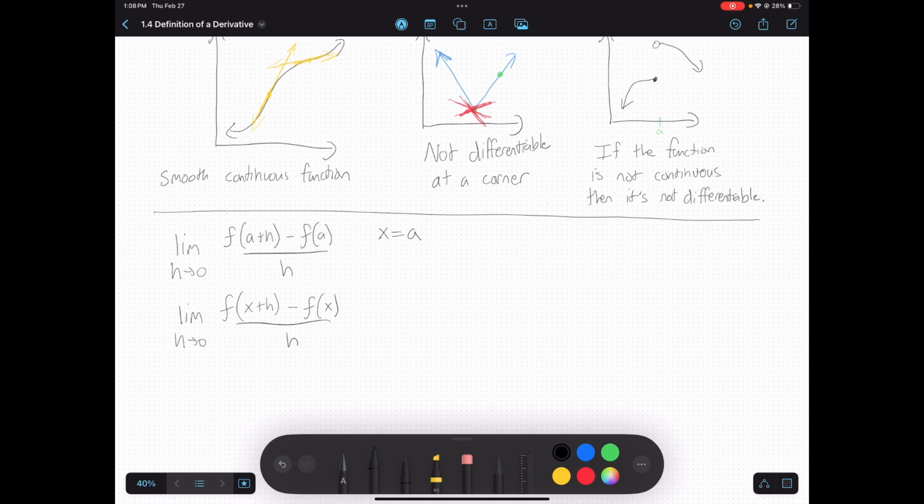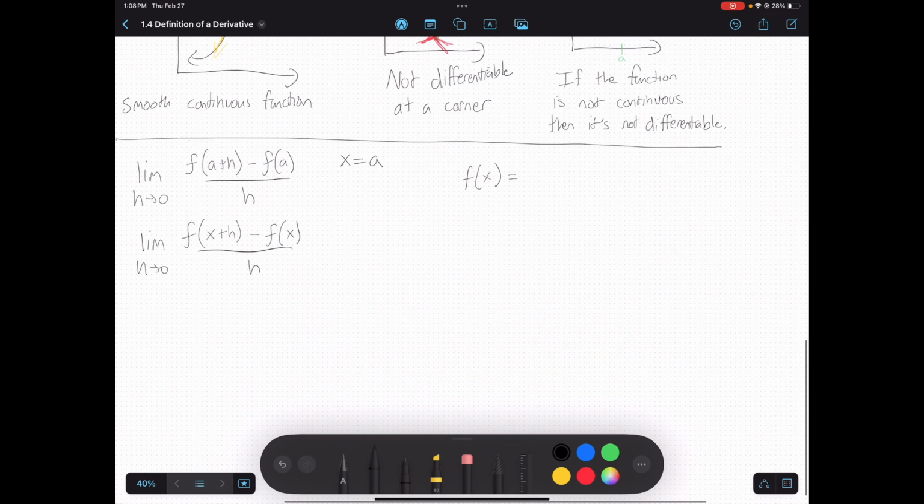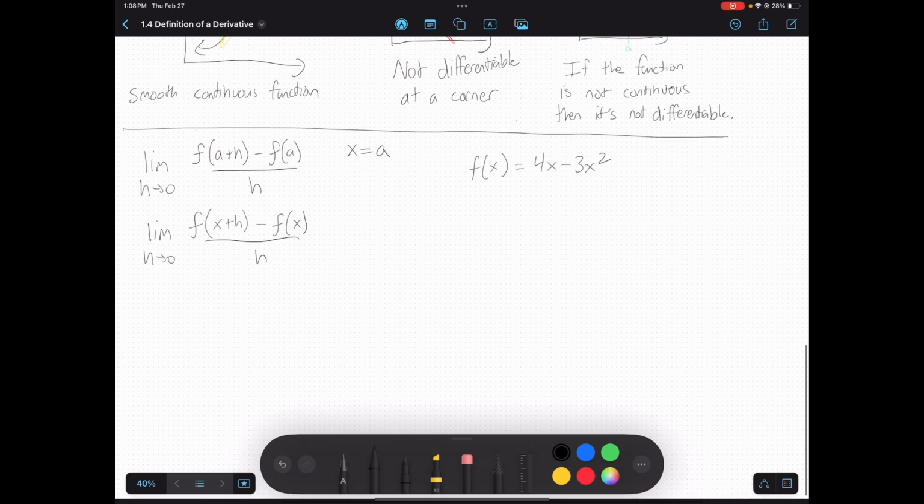Can I still calculate this limit even if I don't know what x is? Well, let's try it out. Let's go back to that same example where my function is equal to 4x minus 3x squared. So let's try it with this function right here.